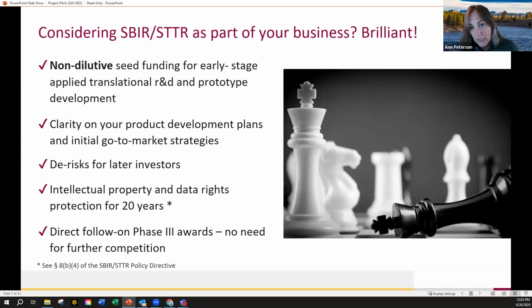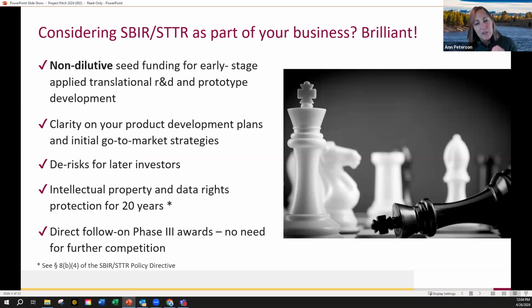So if you are thinking about SBIR, STTR, you're really smart. It's a brilliant strategy. If you have high-tech, deep technology that needs to be developed, this is the only source of non-dilutive funding that the Small Business Administration is offering. It is the largest source of research and development funding through the SBA for small businesses in the nation. And the government will not take an equity stake in your business. So you really retain control of the direction of your company.